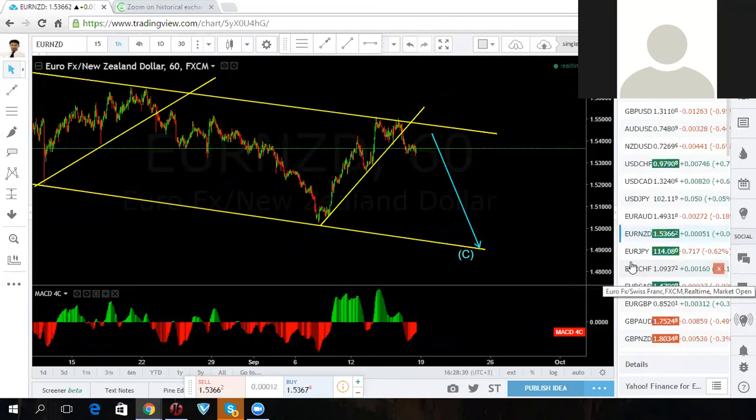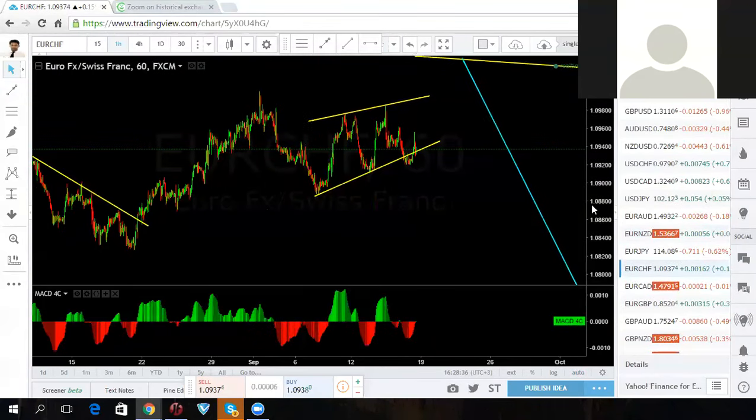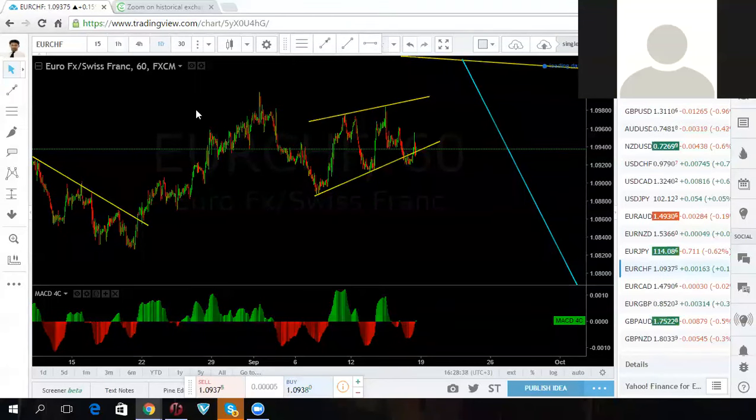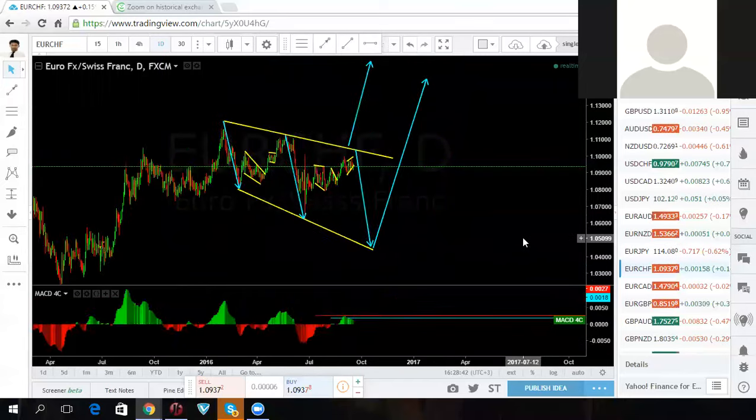Let's go see what else. We looked at Euro Yen already. We're looking at the Euro Chief. Let me see what this. By the way, this may be a very good trade too. Let me show you on a daily. This may be a pretty big trade.